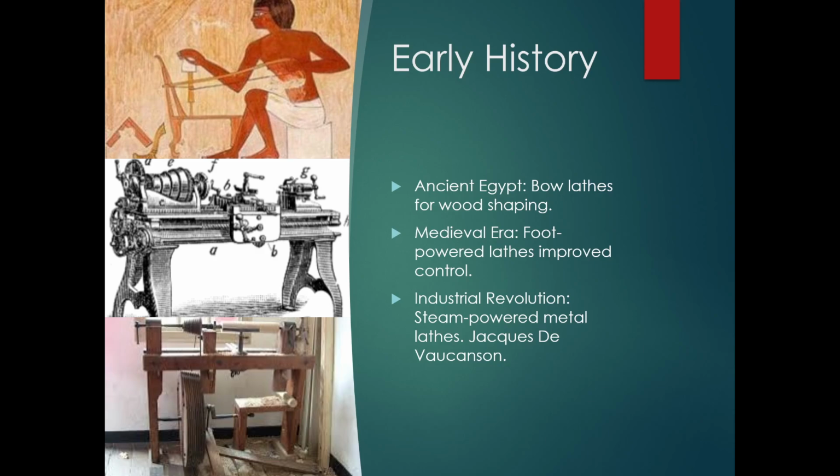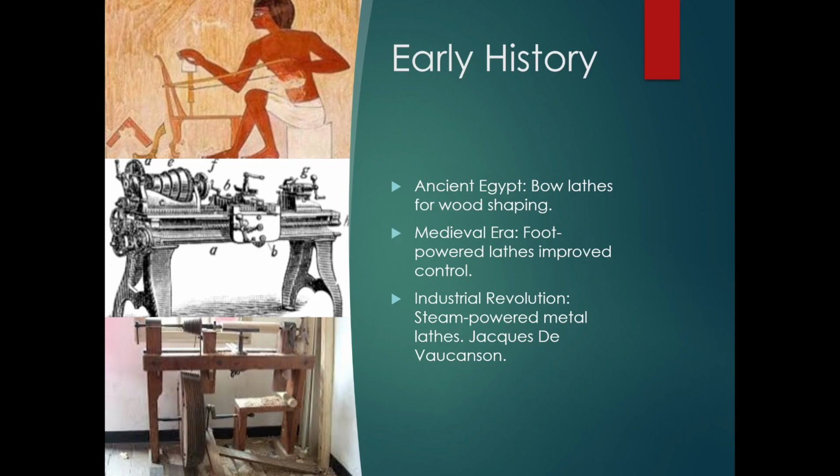The Egyptians would use a bow with a little bit of string around it, and they would wrap it around a wooden cylindrical stick, or a piece of wood that is in general a cylindrical shape, and they would move the bow back and forth to create rotational movement. And they would then use a tool to cut the desired shape they would like.